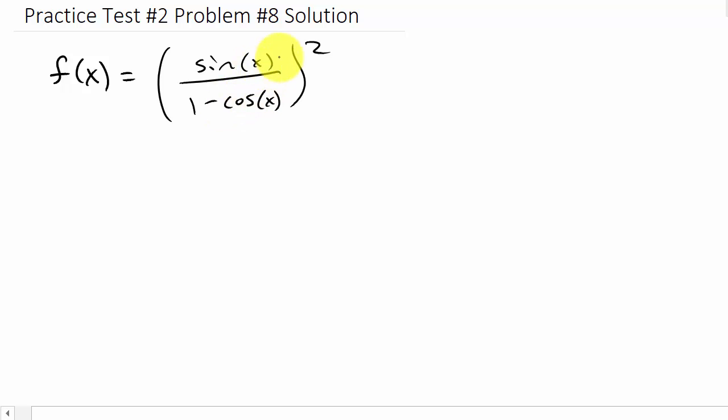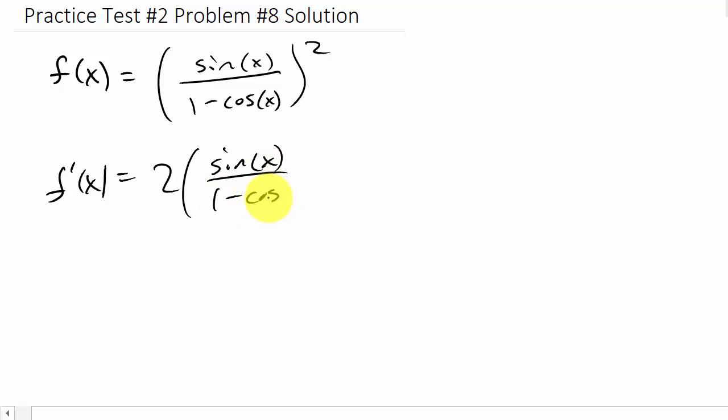Now, when you're looking at this, the first thing that might pop into your mind is chain rule. Yes, you can do that, and let me just show you real quick. If you did use the chain rule, the f prime, the 2 is going to come down, and then you've got sine x over 1 minus cosine x, subtract the 1, and then it's times the derivative of what's inside. I'm going to write this down because I'm not going to work it like this, but I just want to show you what happens if you do.